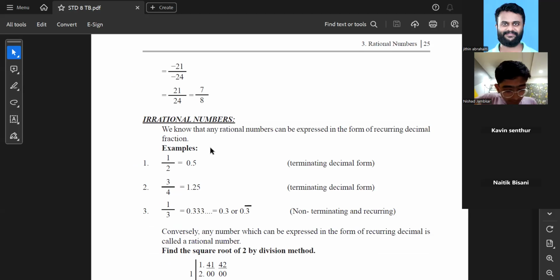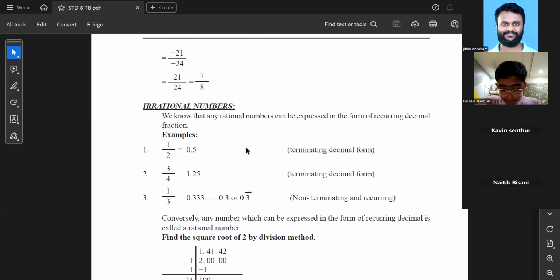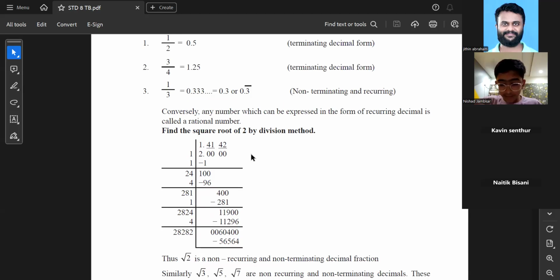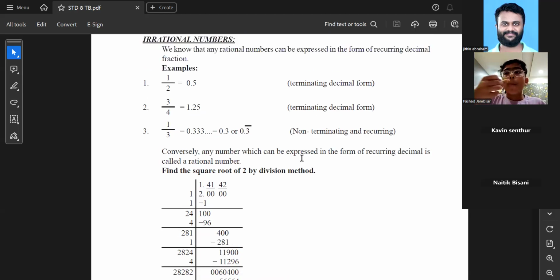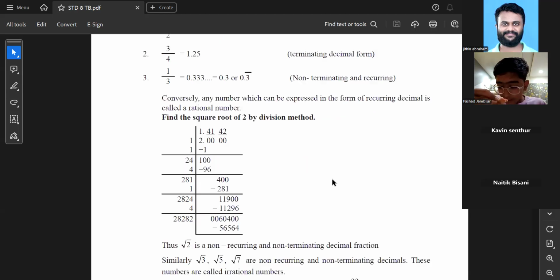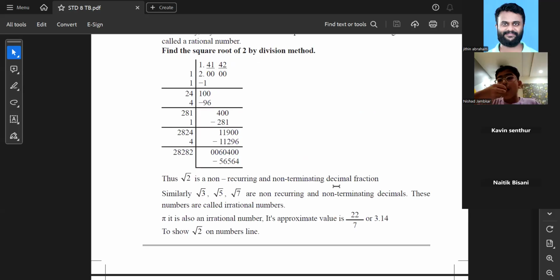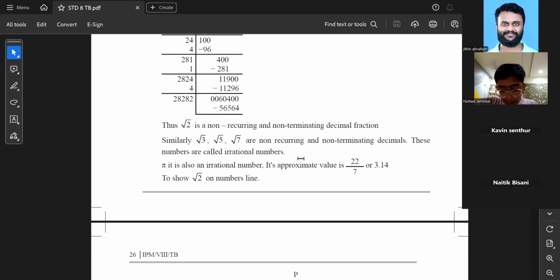Then irrational numbers. In simple language, they cannot be expressed as fractions. Such numbers are called irrational numbers, for example, root 2, root 3 and all those numbers. Root 2 is a non-recurring and non-terminating decimal. Root 3, root 5, root 7 are also non-recurring and non-terminating. Hence, they are called irrational numbers.